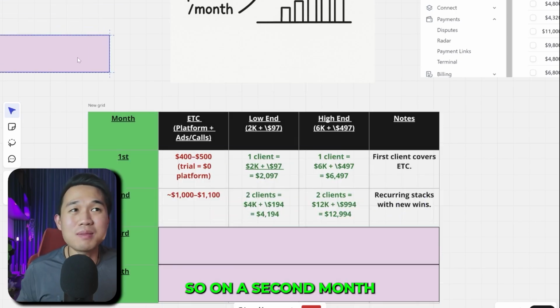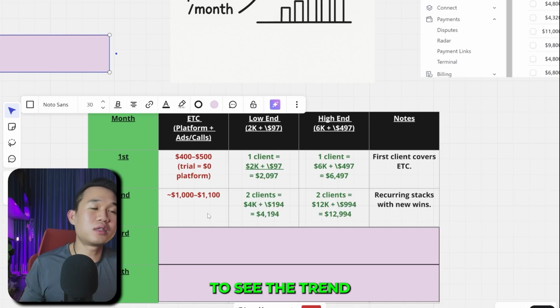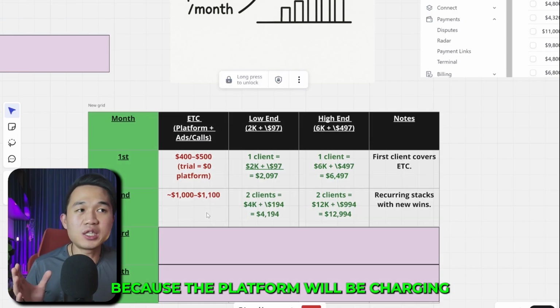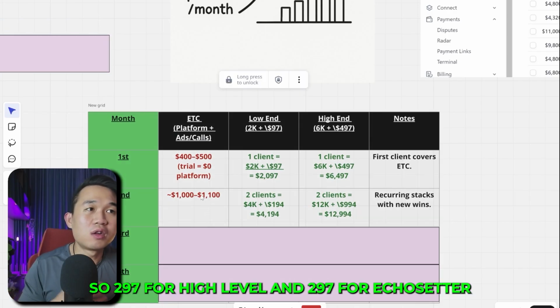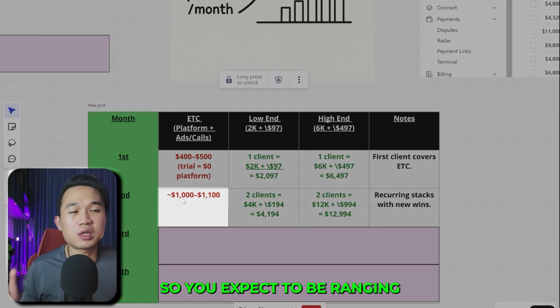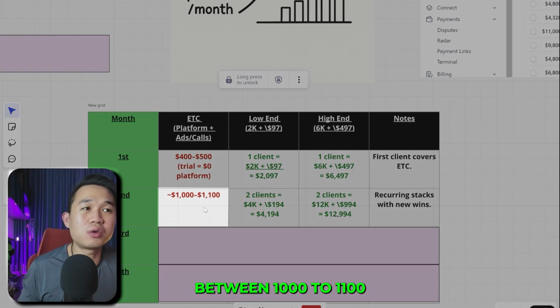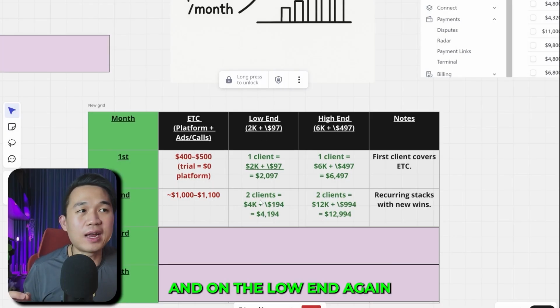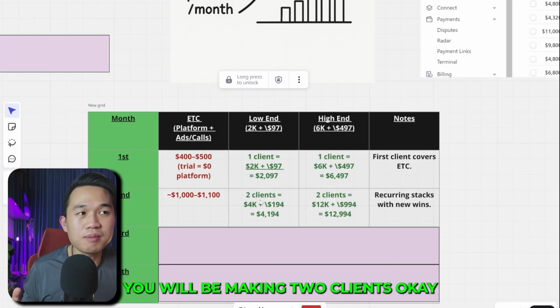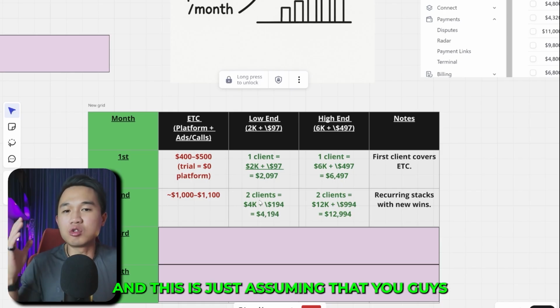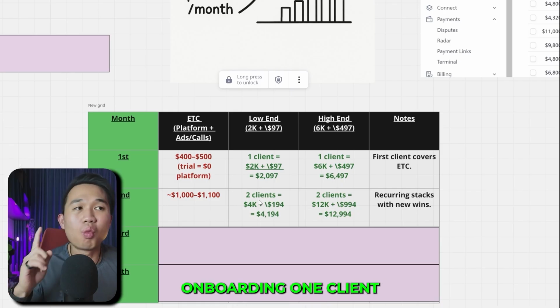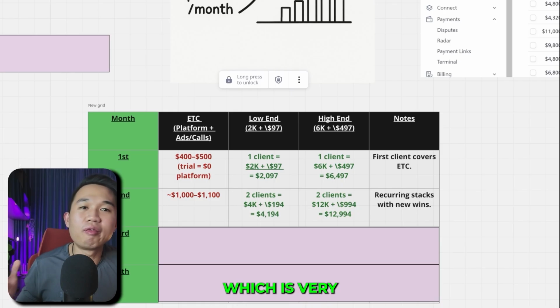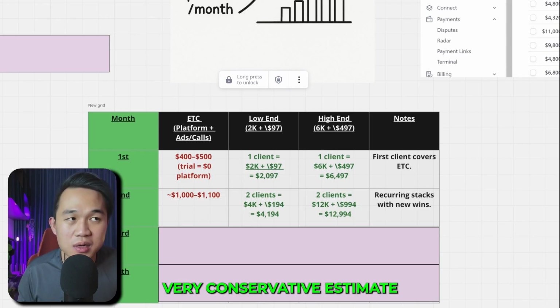So on the second month, this is where you actually start to see the trend because the platform will be charging you fees, right? So $297 for High Level and $297 for EchoSetter. So your expense would be ranging between $1,000 to $1,100, right? And on the low end, again, you will be making two clients, okay? And this is just assuming that you're onboarding one client per month, which is a very, very conservative estimate, okay?